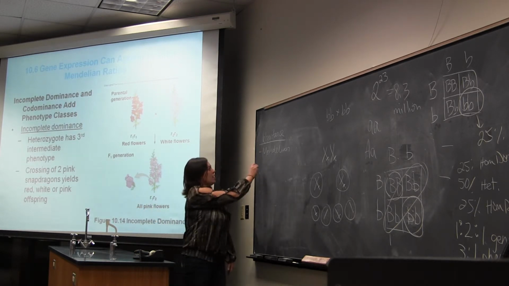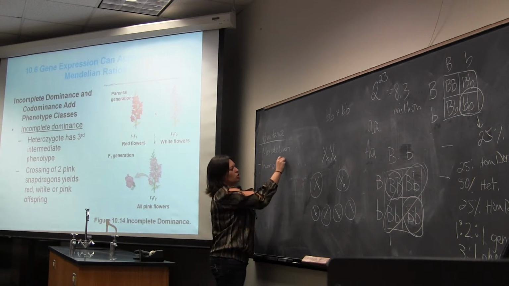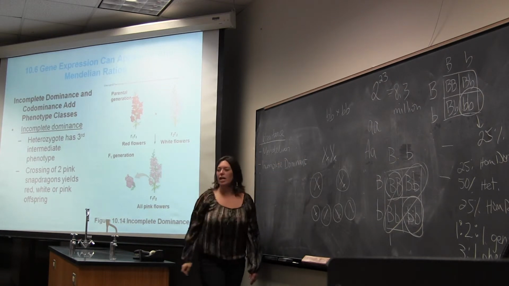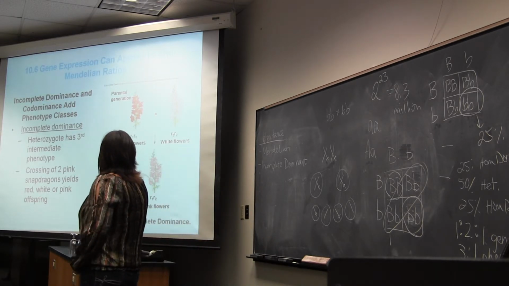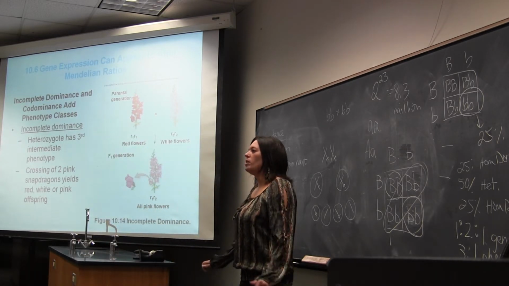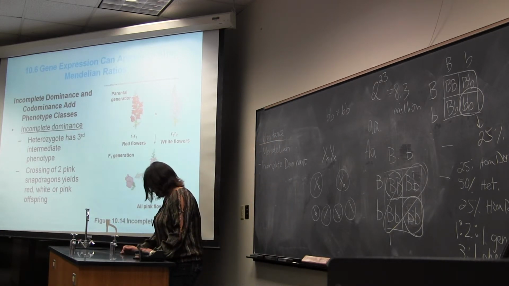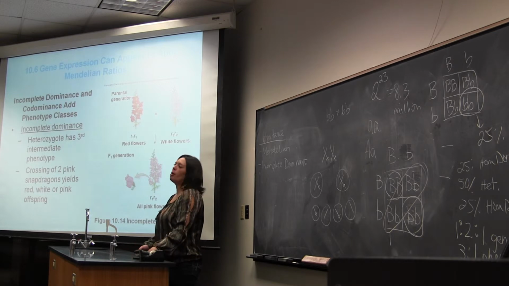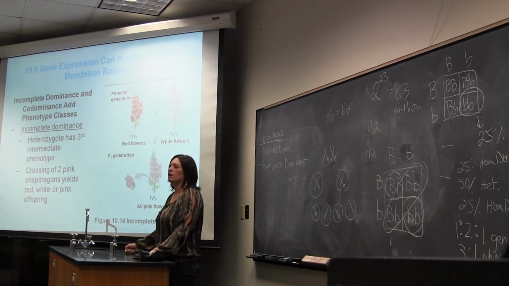Another type of inheritance pattern is called incomplete dominance. So we're still going to have dominant and recessive alleles, but they're just not going to behave the same as they would in Mendelian genetics. In incomplete dominance, you're going to have two alleles, and one of them isn't going to dominate the other. They have the same amount of strength, so to speak.